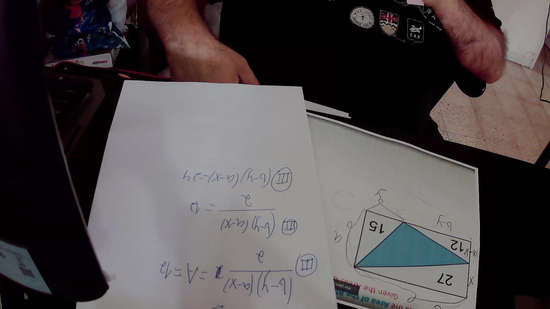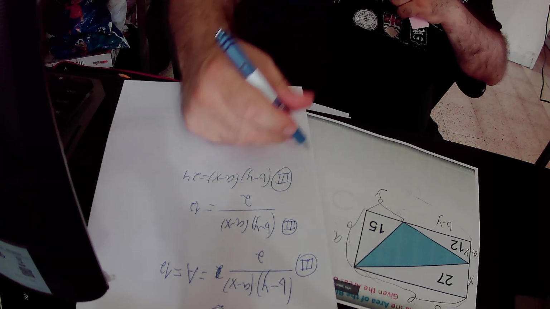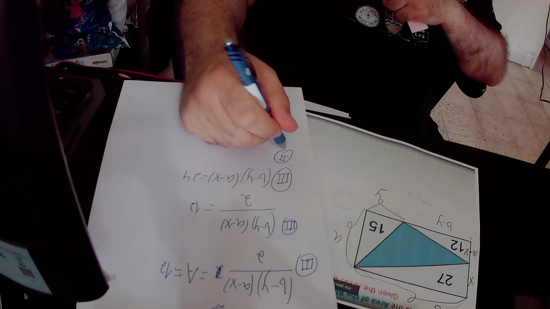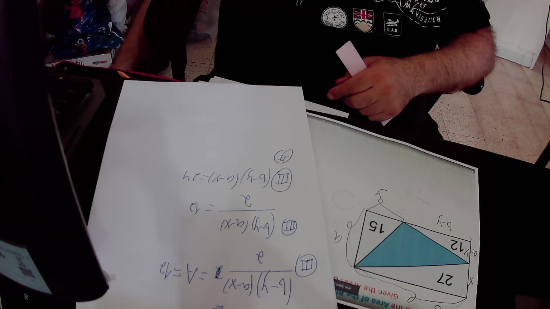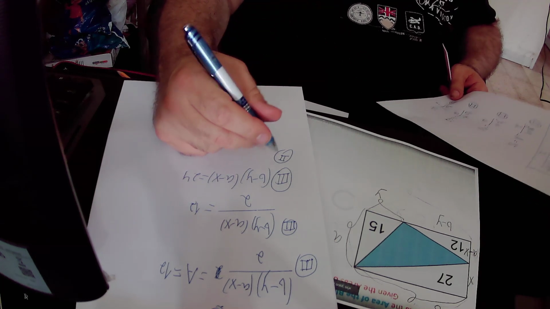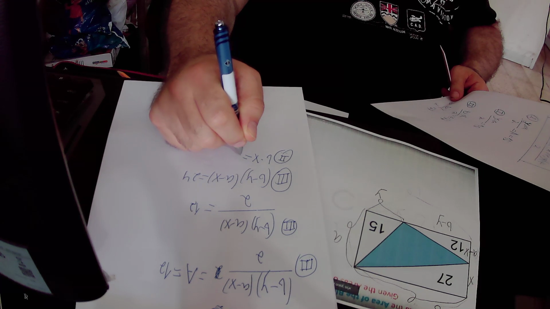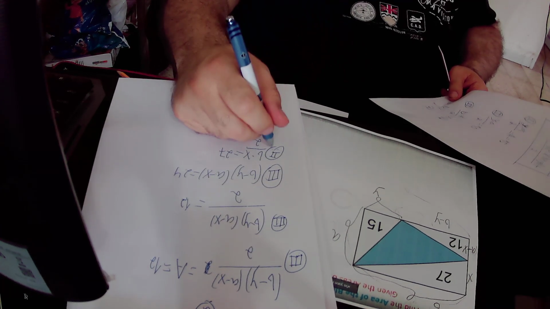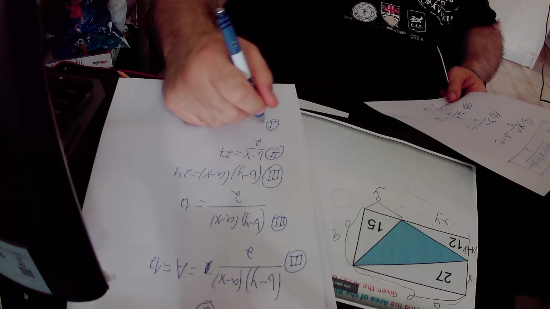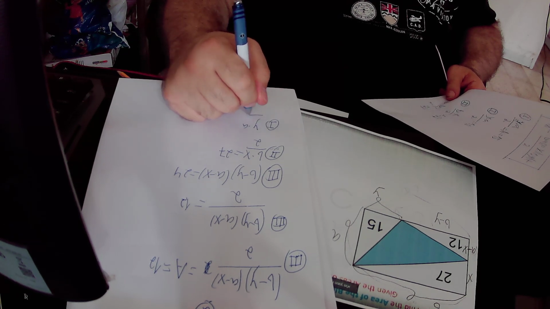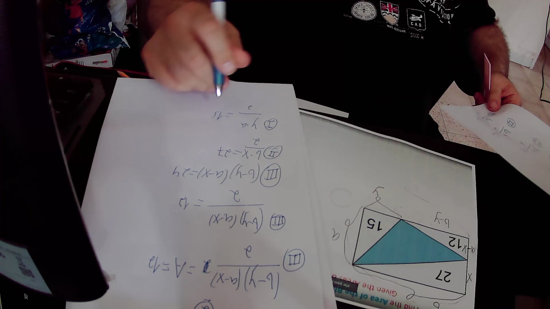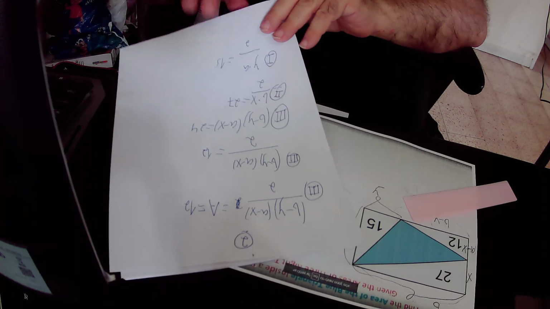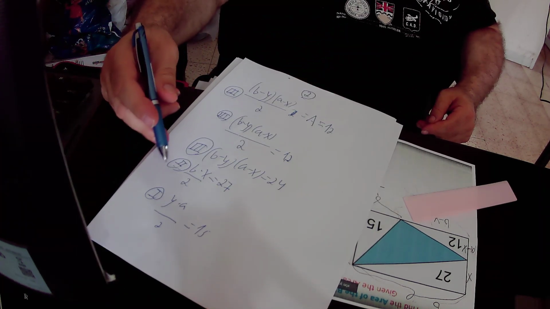The next step is to take x and y out of their equations. We will rewrite the first and the second equations. The second equation is b times x divided by 2 equals 27, and the first equation is y times a divided by 2 equals 15. Okay, so these are the first two equations.